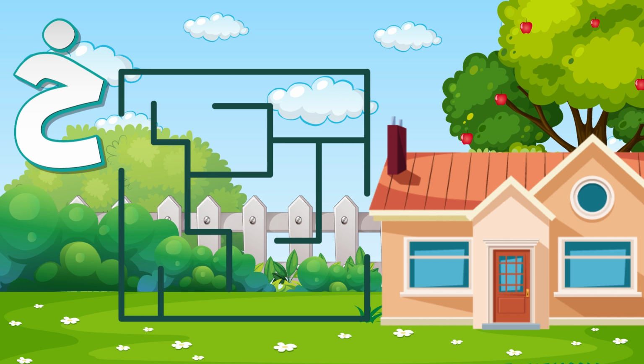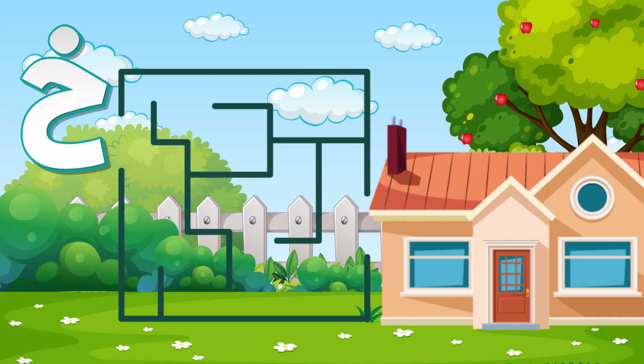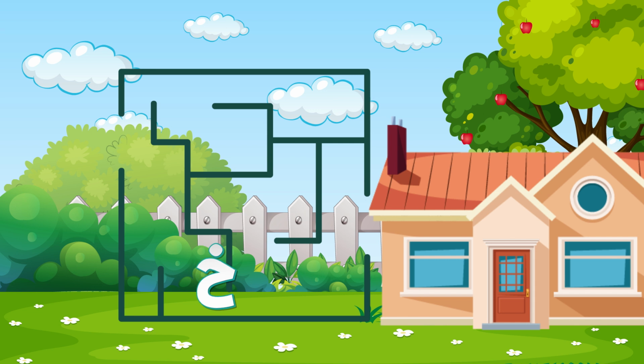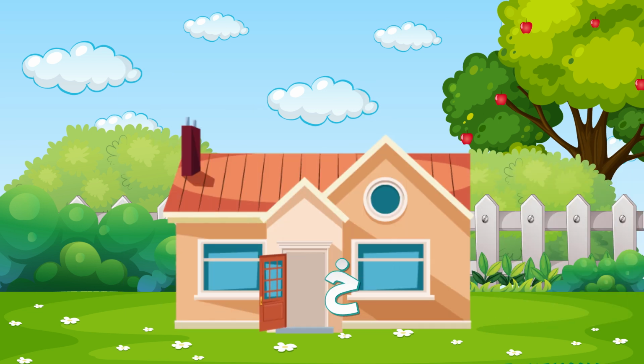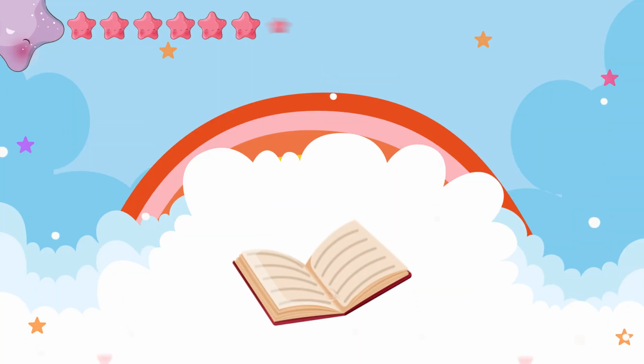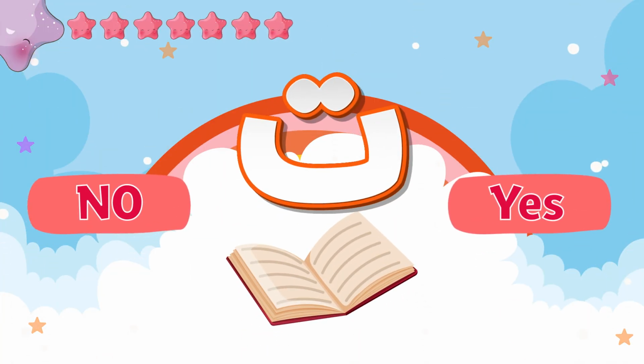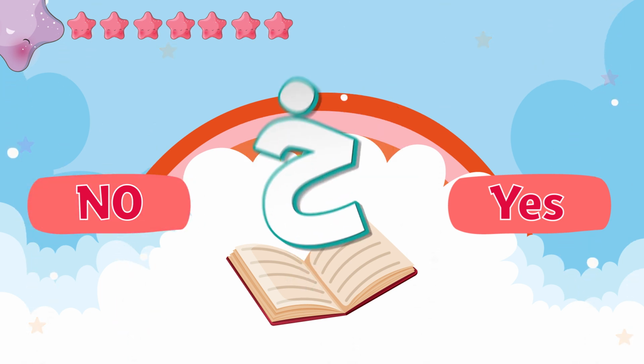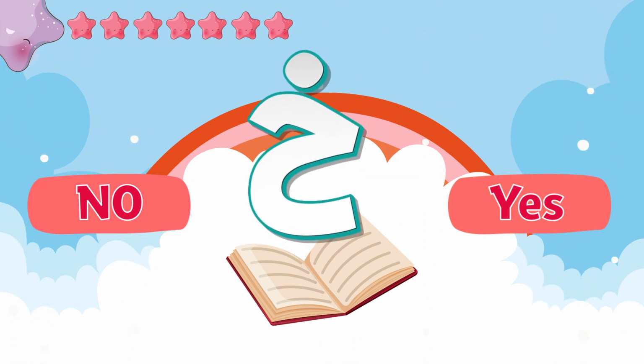Khaa needs some help to reach her house. Let's repeat Khaa together. Raise your voice and repeat with me. Khaa, Khaa, Khaa. Thank you so much for helping Khaa. You take 7 stars. Is this letter Khaa? No. Is this one Khaa? Yes, ahsantum, mashallah. You have 8 stars.